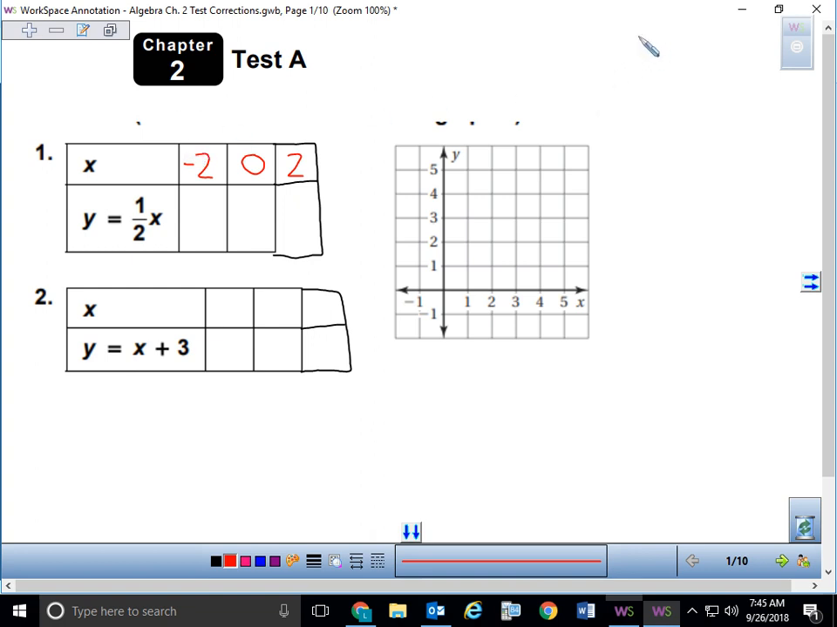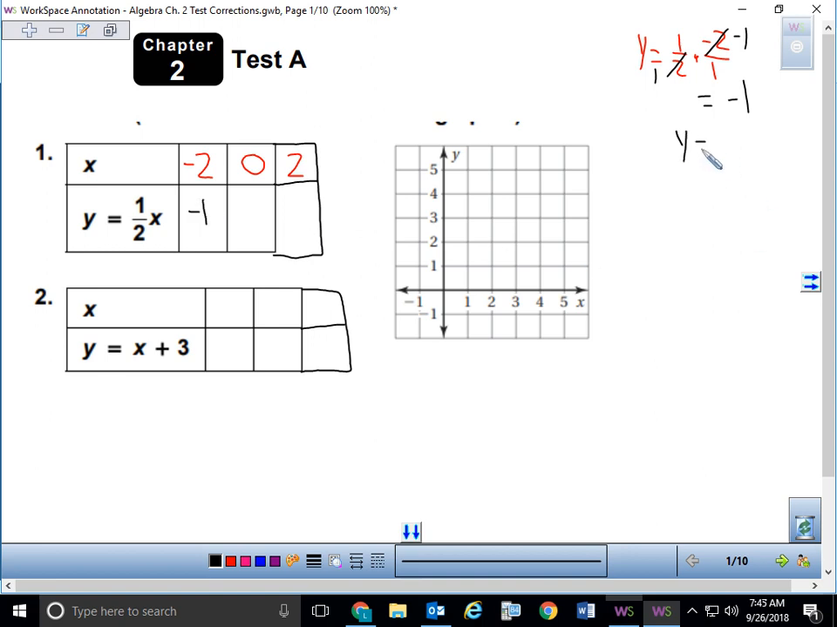Plugging in -2 for my first one, I have y equals 1/2 x times -2. When multiplying fractions, we make everything a fraction. Here you can either cross multiply or cross reduce. I like to cross reduce or cross simplify. That's when I'm looking to see if I can divide something out, and I can. The 2's can cancel each other out, which leaves me just -1 as my y value.